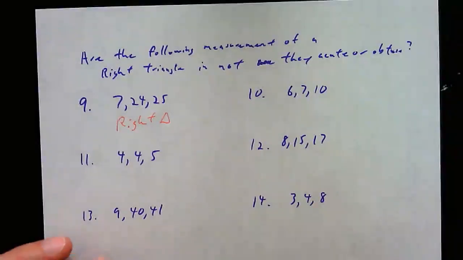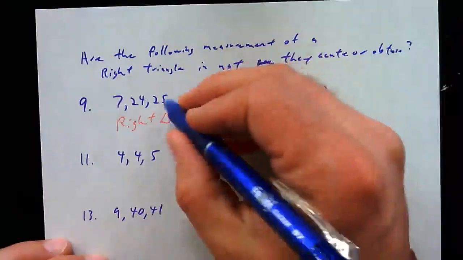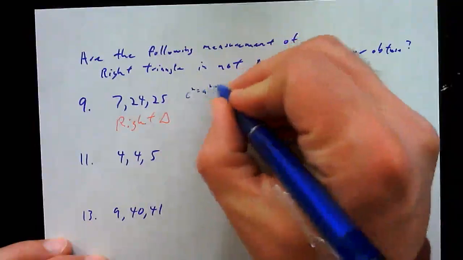Now, if you didn't recognize it right away, then you have to do the work. So 25 is the biggest value. You go in for C. So again, C squared equals A squared plus B squared.